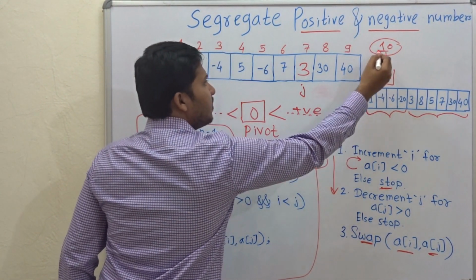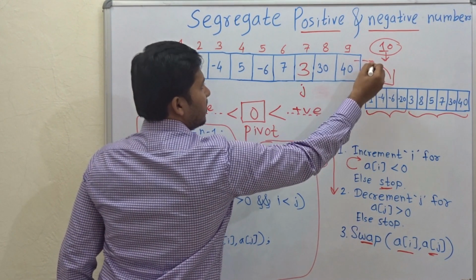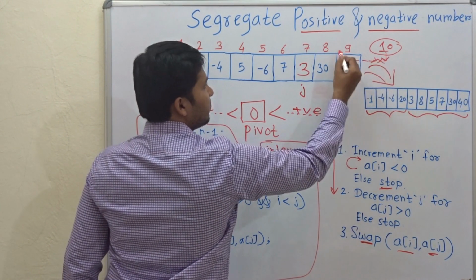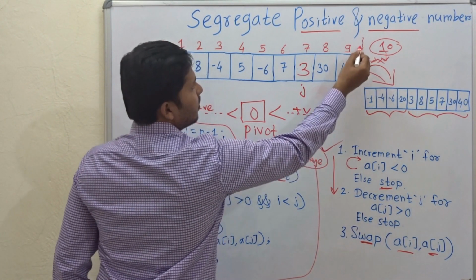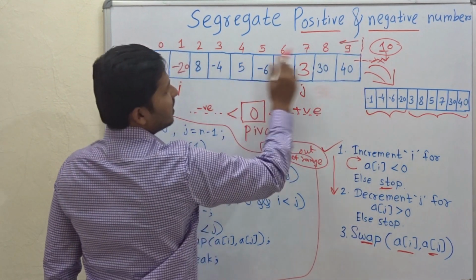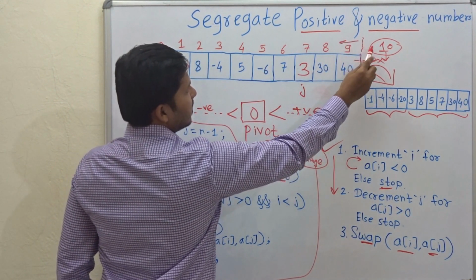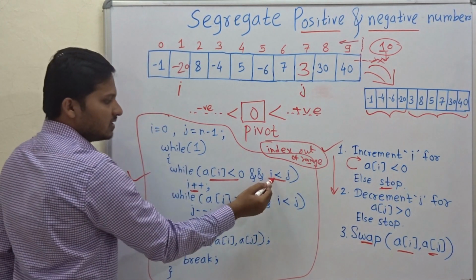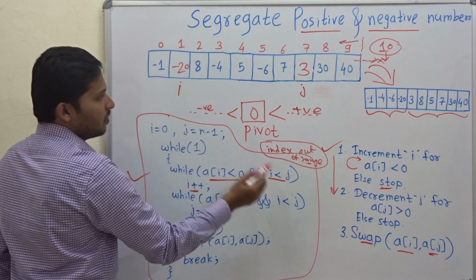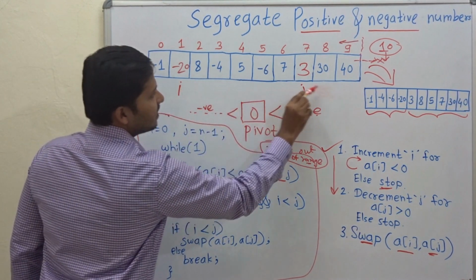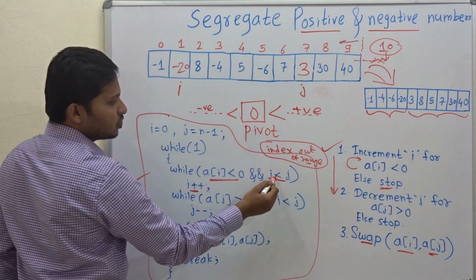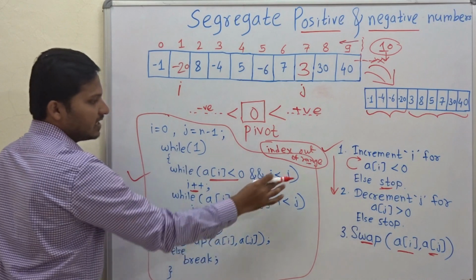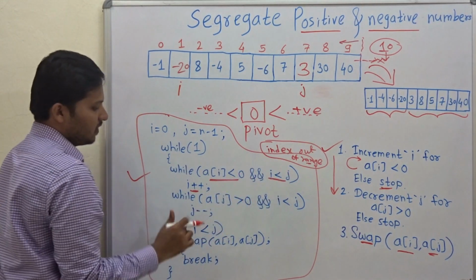There is no 10th memory location for this array. Only the 9th memory location is present, means only 9 indices are present. So for 10 it will be out of range. This condition prevents that, because whenever i goes greater than j, we stop the loop. That is why this condition works there.